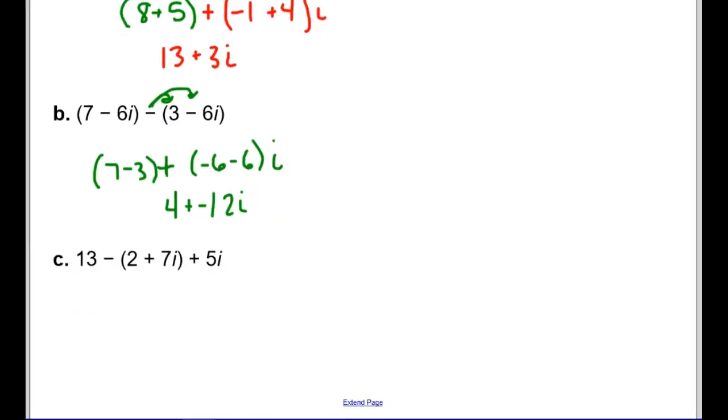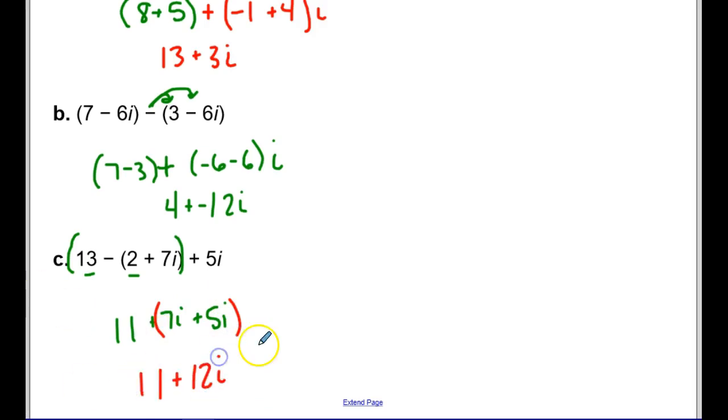So now let's look at part C. Part C is a little bit more complicated, but I can go ahead and group parts in C first. So now let's deal with this. So here I have my two real parts, so 13 minus 2. So I have 11 plus 7i plus 5i. Well, so now I want to go ahead and group the imaginary parts together. So I'm going to have 11 plus 12i. So again, we're just grouping the pieces that are similar to simplify.